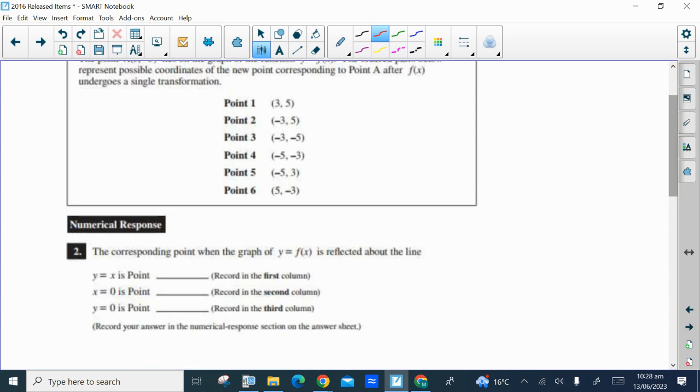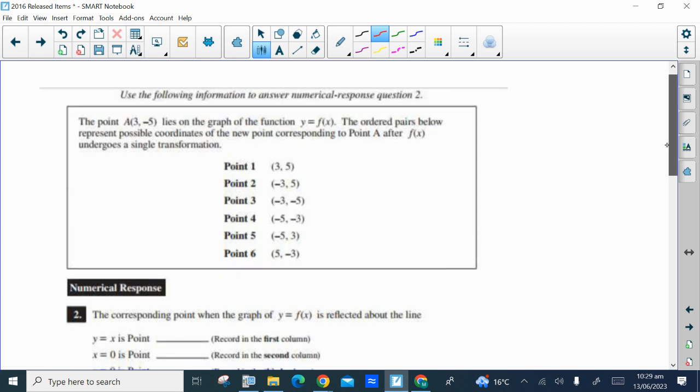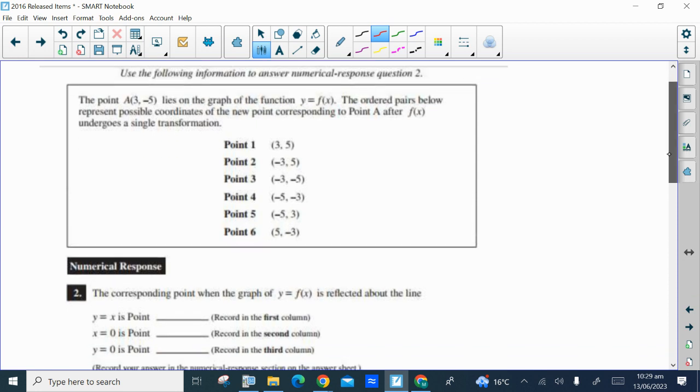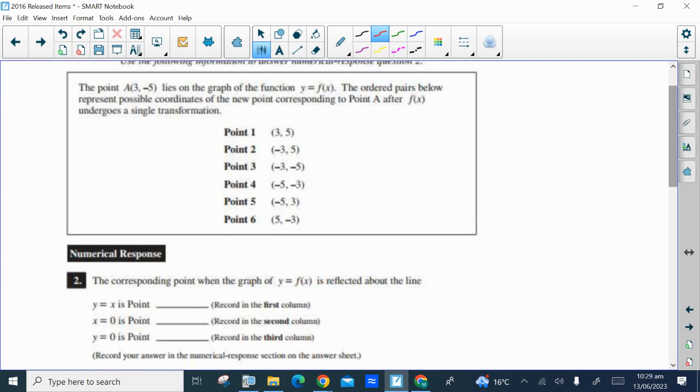Now the first transformation is that the graph is reflected about the line y equals x. Remember, that means the inverse, and to get the inverse, you interchange x and y. So the point 3, negative 5 will become the point negative 5, comma 3. When you reflect the graph over the line y equals x, that is the inverse. So negative 5, positive 3, that's point number 5.